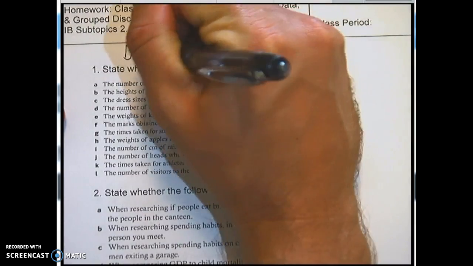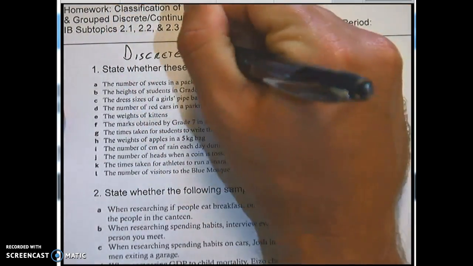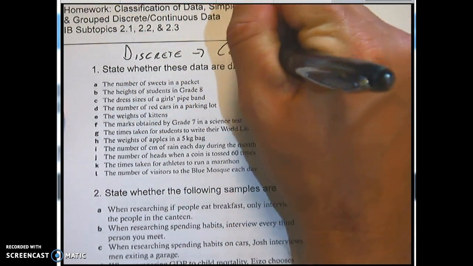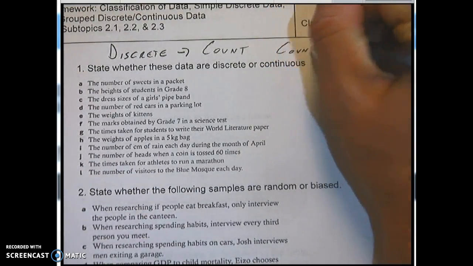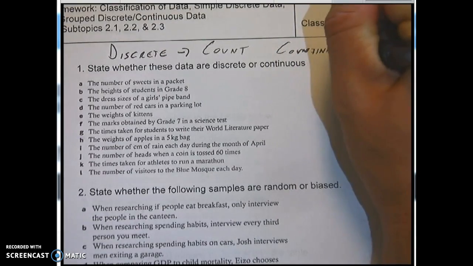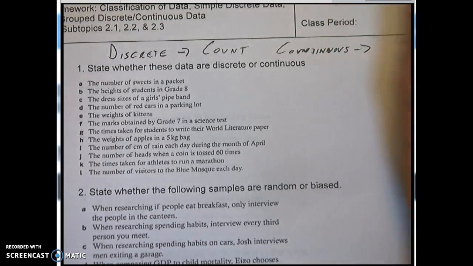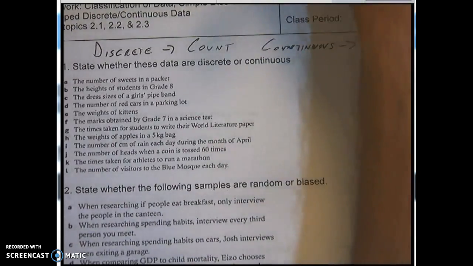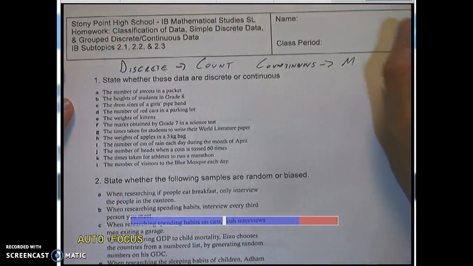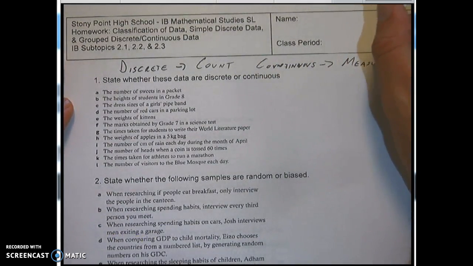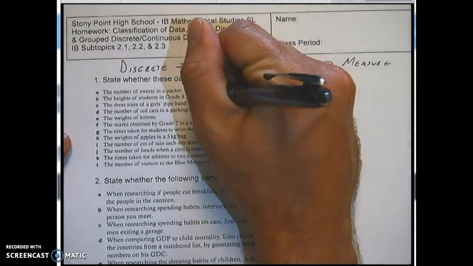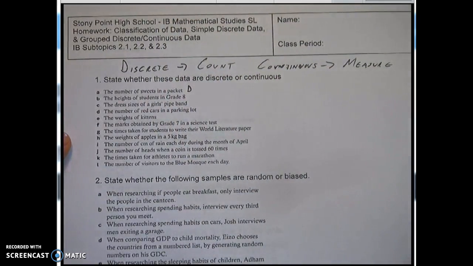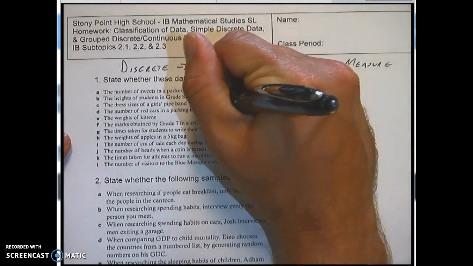Let's talk about the difference between discrete and continuous real quick. Discrete variables are things you can count, and continuous are things you can measure. So the number of sweets in a packet, that's going to be discrete because you can count. The heights of students, that's something you can measure.